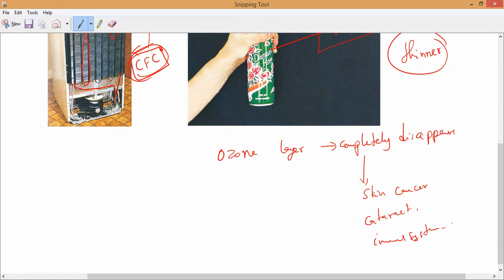Also, you can see changes in men and animals, and it will damage even plants. Genetic changes will take place in men and women, and all the animals and plants, everything, will be affected. So all the life on earth would be destroyed gradually.